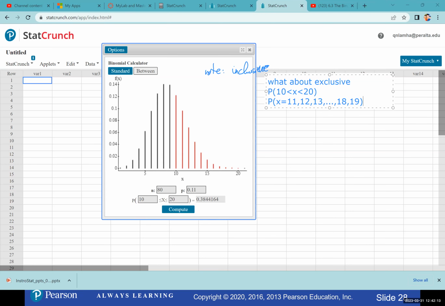Okay, so that means what? If you convert it in the inclusive way, it's actually going to be the same as the probability of in between 11 to 19 inclusive. Okay, inclusive. All right. So for that case, you will actually use 11 and 19 in here when you compute by StatCrunch.